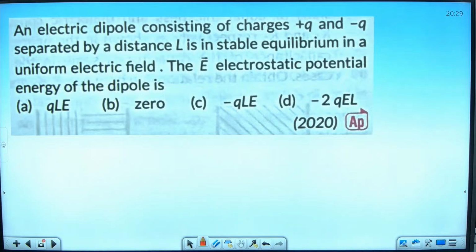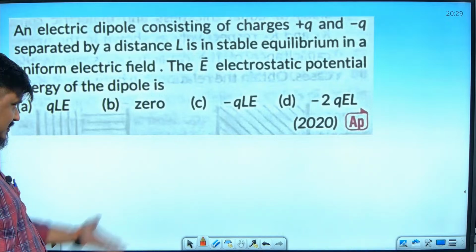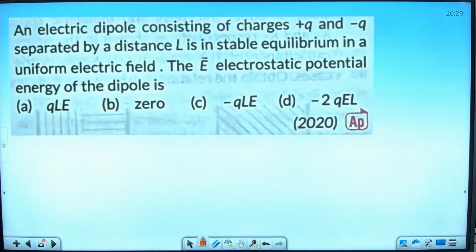See the question, how it comes. Solve it fast. Electric dipole consisting of charge plus q and minus q separated by a distance L. Stable equilibrium means what? Minus PE. Just tell the answer now. Minus qLE, that's all.